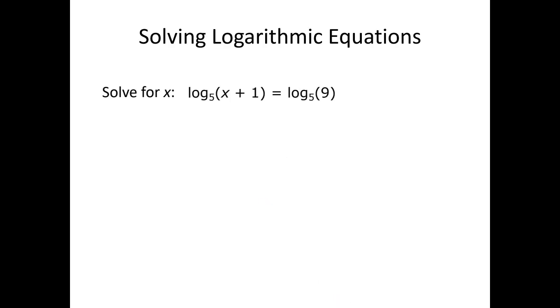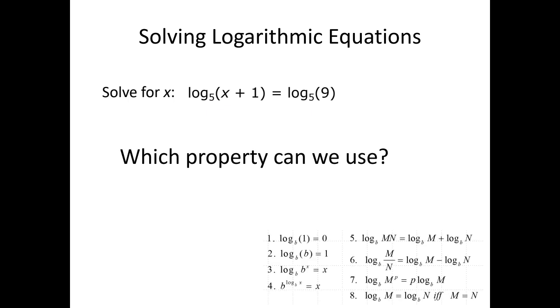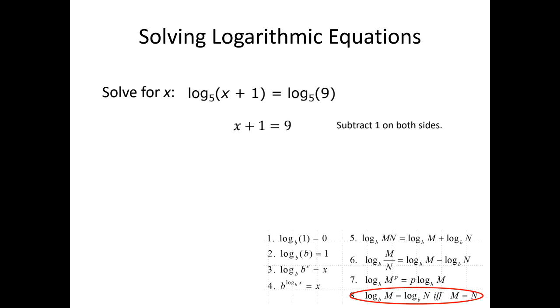Okay, so let's look at this one. Solve for x. So we have log base 5 of x plus 1 is equal to log base 5 of 9. One of the things that we can notice here is that they have the same base. Okay, and that's good news because we can use the one-to-one property, which is down here. That one-to-one property tells us that we can set x plus 1 equal to 9 because they have the same base. And now we just solve for x, subtract 1, so we get 8.